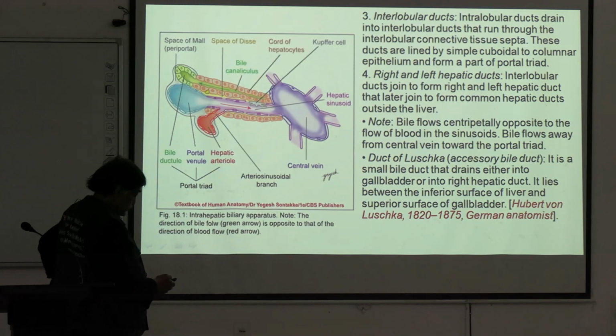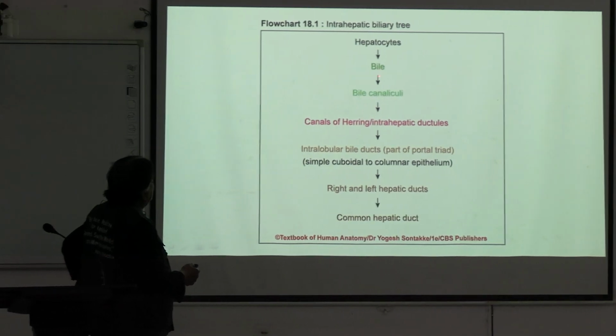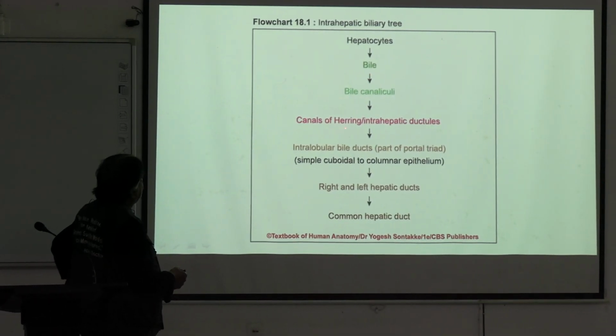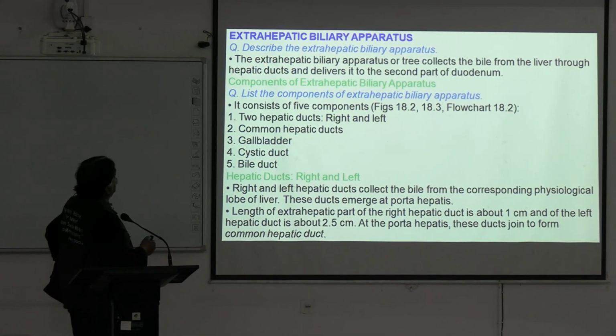Now see the flow chart. Intrahepatic biliary tree: hepatocytes, bile goes to the bile canaliculi, canals of Hering or intrahepatic ductules, intralobular bile ducts, part of the portal triad, simple cuboidal and columnar epithelium, and right and left hepatic ducts, common hepatic duct. Extrahepatic biliary apparatus: describe the extrahepatic biliary apparatus. The extrahepatic biliary apparatus or tree collects the bile from the liver through the hepatic ducts and delivers it into the second part of the duodenum.